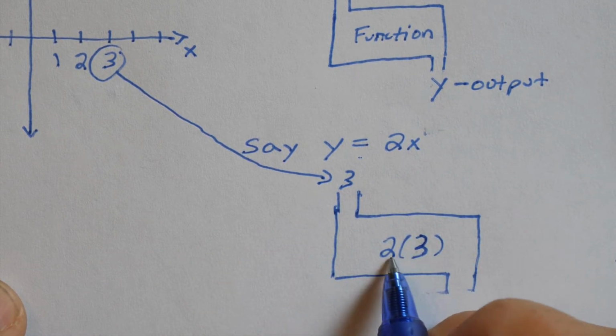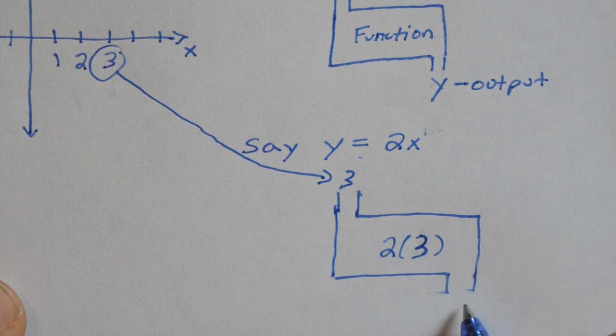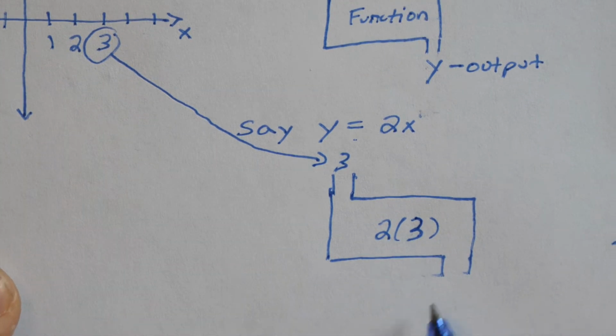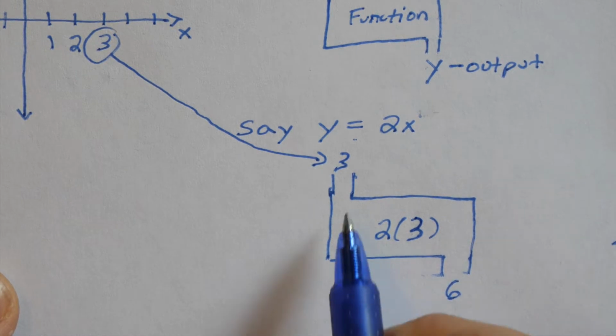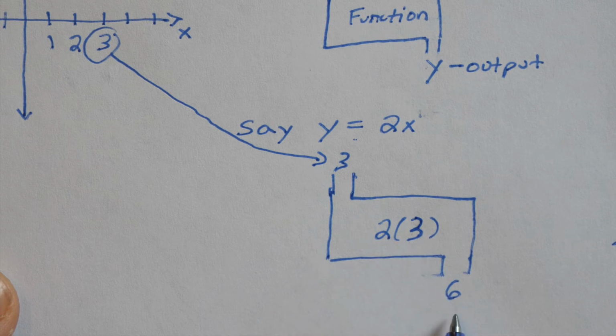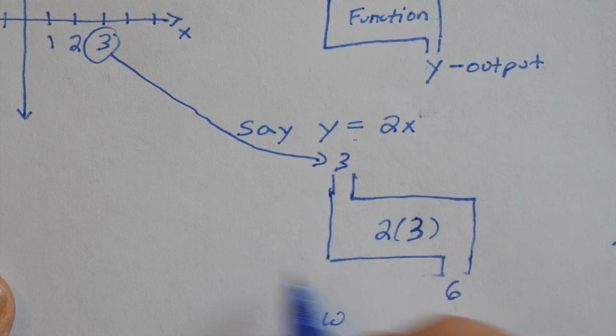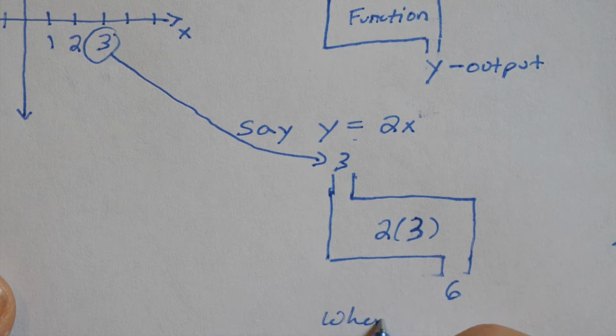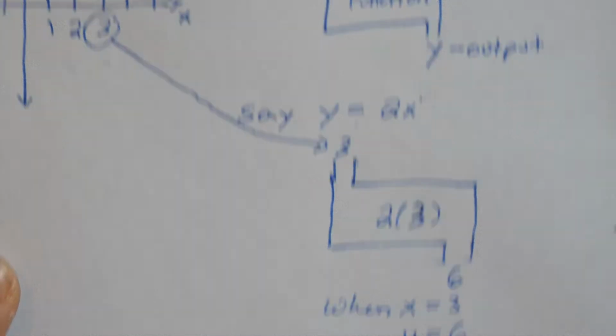And now what do we get? We get 2 times 3. So what's our output, right? What's our y value? What's 2 times 3? 2 times 3 is 6, okay? So 3 was the independent variable, the x, and it yields us 6. Does that make sense? So what we've just generated is one point. When x equals 3, y is 6, right?